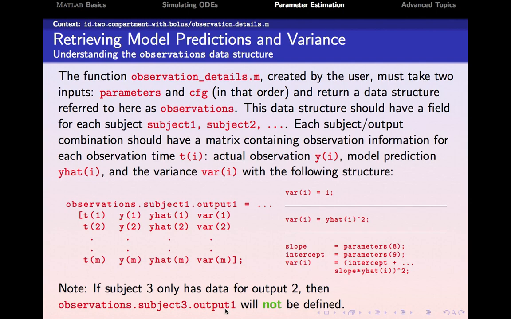You take a given set of parameters, and based on that set of parameters and any information you've stored in the CFG file, you predict your system forward in time, and you predict it forward in time at the times where you have observations. Then after you've run your model prediction, you construct this matrix for each subject and output combination that you have. And then these observations are used to calculate objective function values and to calculate solution statistics.